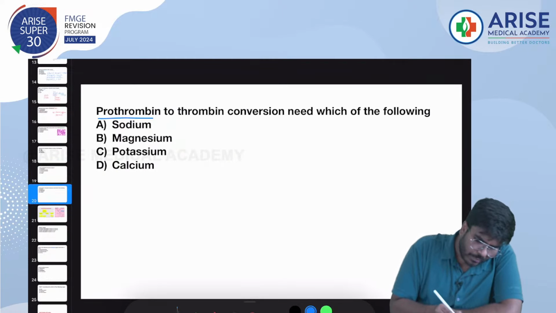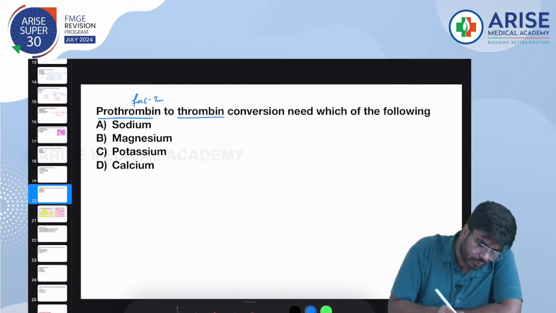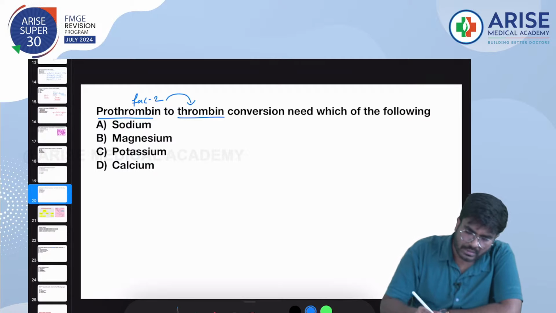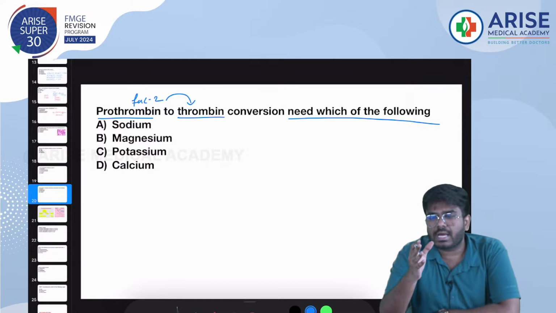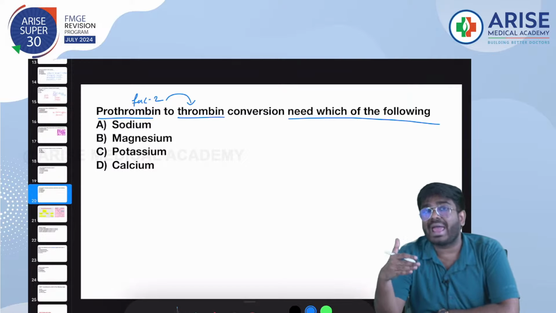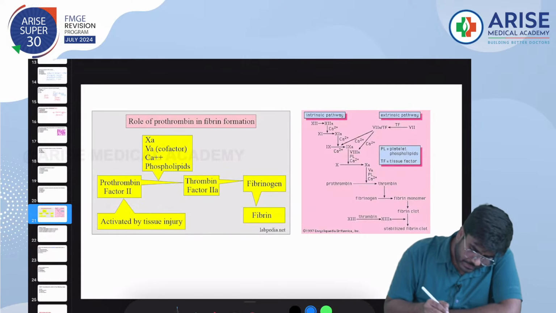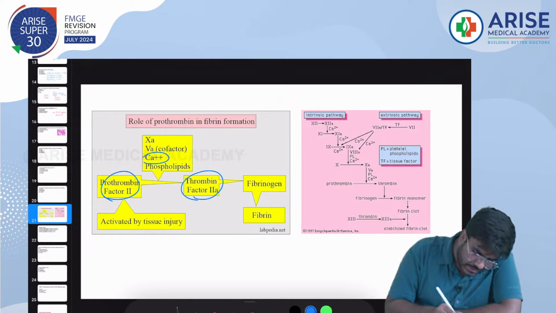Next, prothrombin to thrombin conversion. You know, prothrombin is factor number 2, inactive factor number 2. Prothrombin to thrombin conversion needs which of the following? Here the concept is they're asking for the conversion of an inactive factor into an active factor. To convert an inactive factor into an active factor, what is required? So look at this diagram. For the conversion of prothrombin to thrombin, you require calcium.